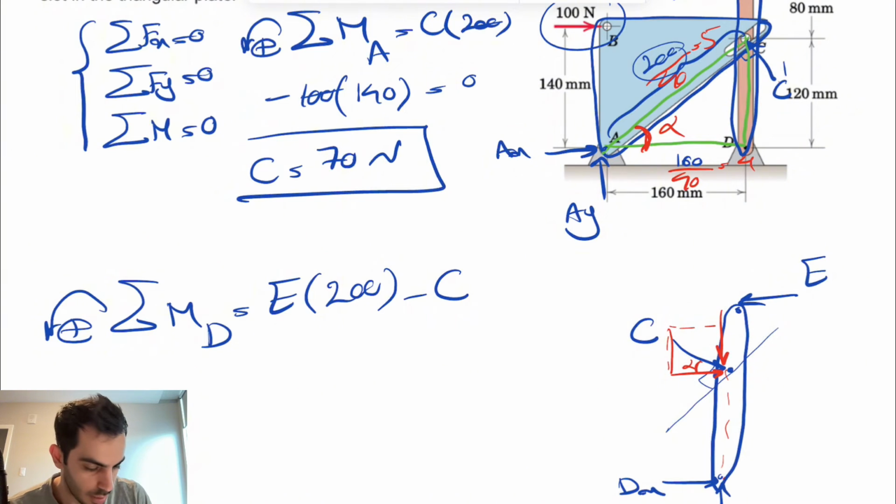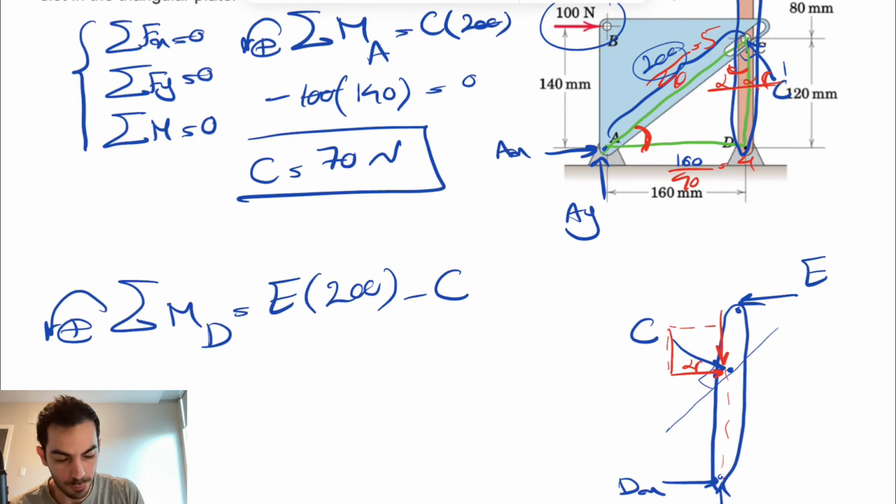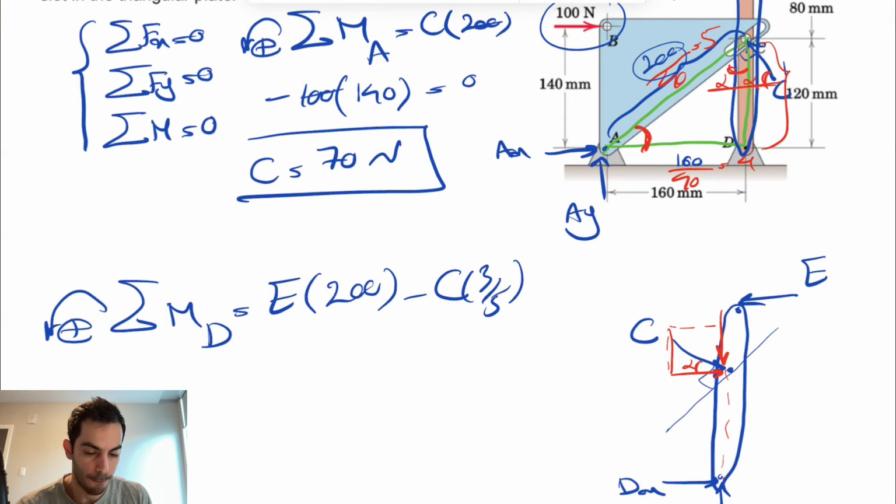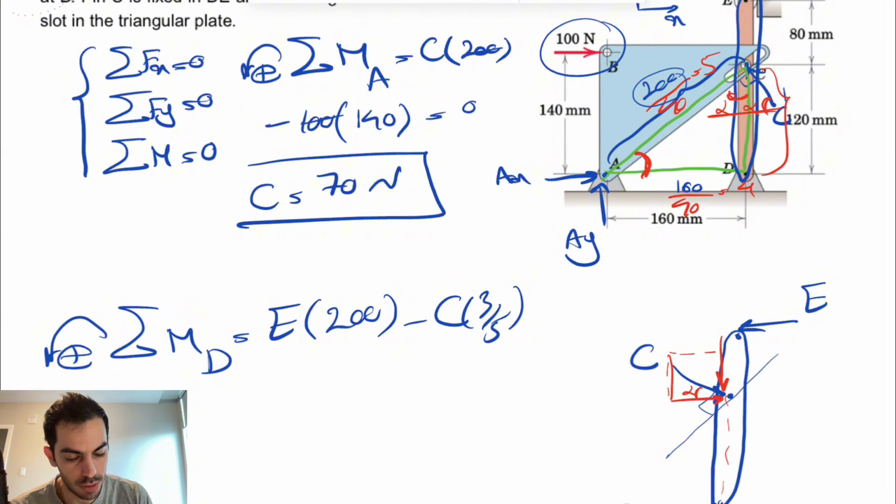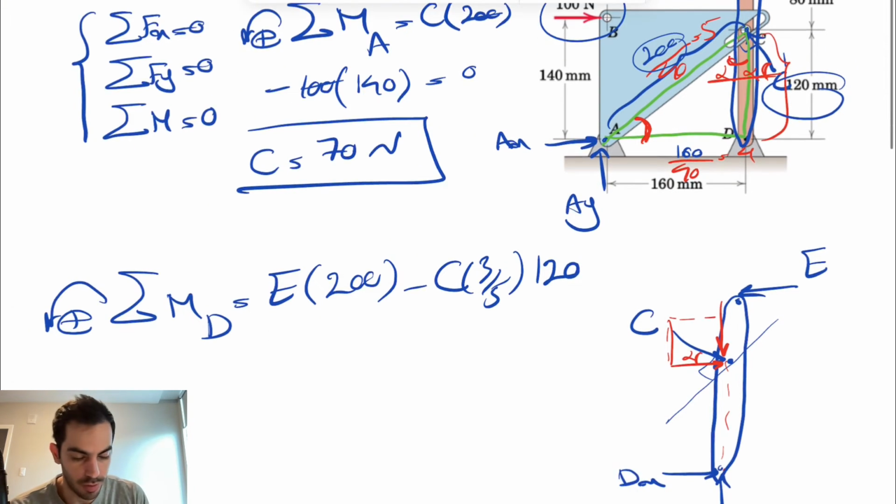So I made a mistake in here. The angle that we have is actually this angle here, alpha. This won't be our alpha. And for cosine of alpha, we're going to have actually the adjacent, which is 120 over 200, or 3 divided by 5. So times 3 divided by 5, that's our force. And for the distance, we basically have the distance from C to D, which is 120. So that's pretty much everything for the moment equation.